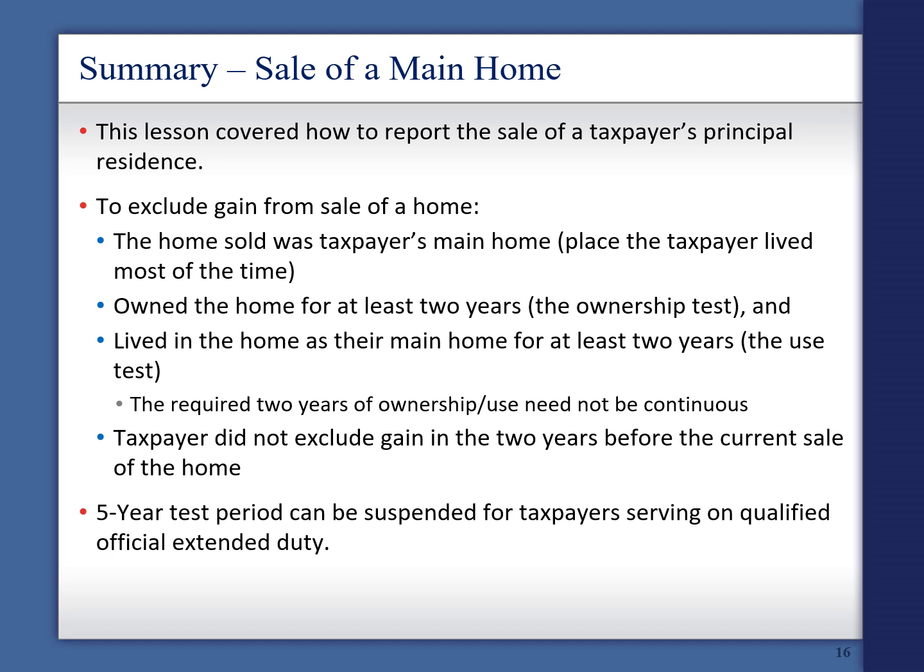In this lesson, we talked about the sale of a main home and how to report it. We reviewed the ownership and use tests that would qualify the seller for a 500K or 250K reduction in gain for a main home. We learned that the 5-year test period can be suspended for taxpayers serving on qualified official extended duty.